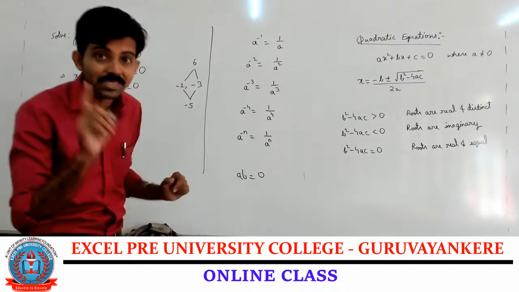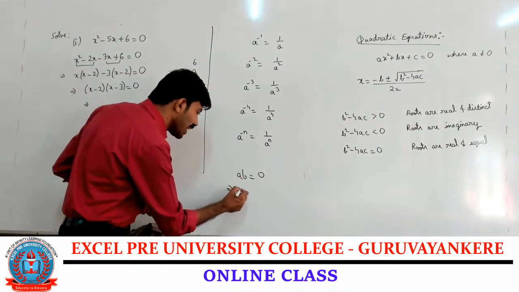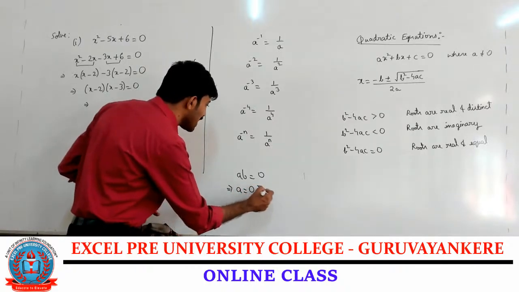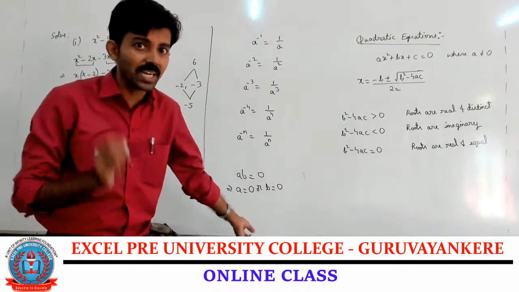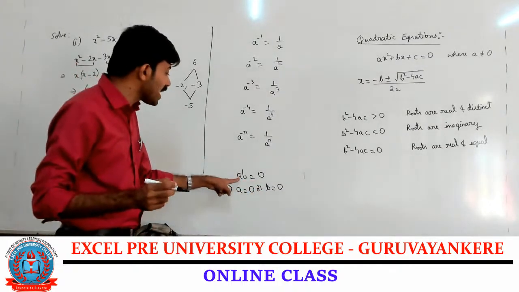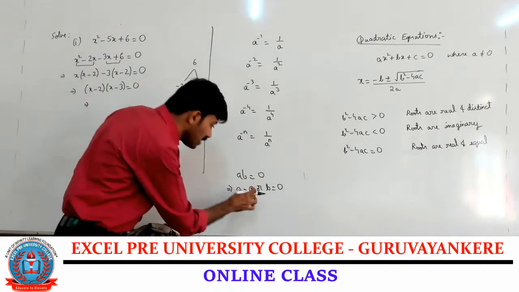Product of two numbers equal to 0 means either A equal to 0 or B equal to 0, or both of them can be 0. Okay? Remember this, very important. AB equal to 0 means either A equal to 0 or B equal to 0. Or means minimum one of them.